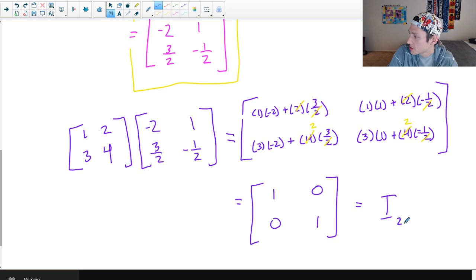That's the identity matrix that has 2 rows, 2 columns. So that's exactly what we should get since this is an inverse matrix. Or since we multiplied a matrix by its inverse, we should always end up at the identity matrix. So it's a good little check that we can do if we're not certain that we're doing things correctly.